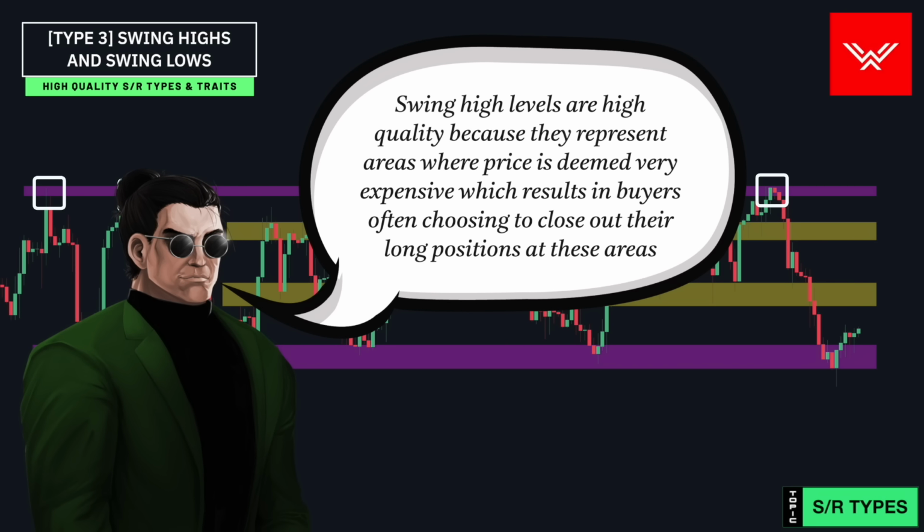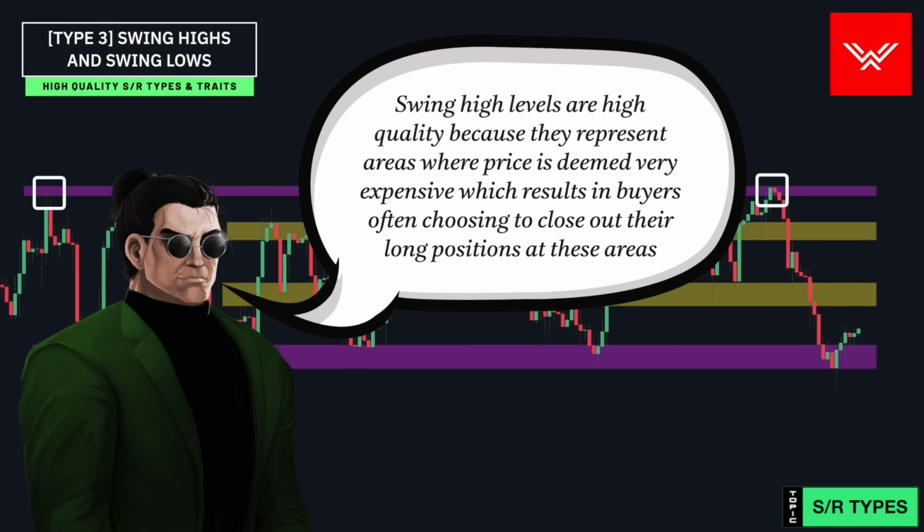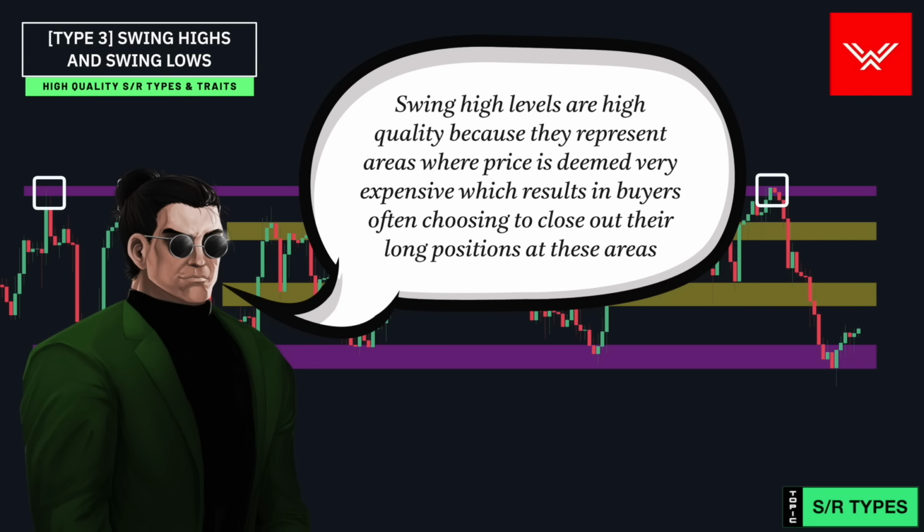Swing high levels are high quality because they represent areas where price is deemed very expensive, which results in buyers often choosing to close out their long positions at these areas.